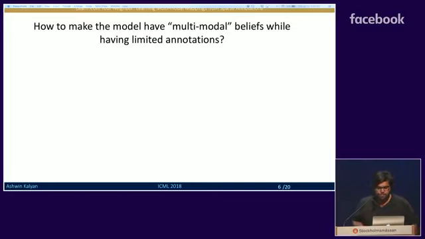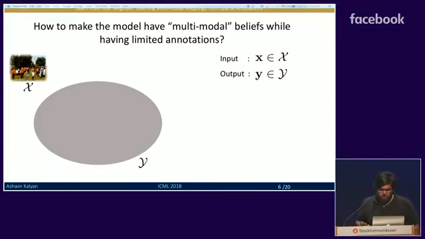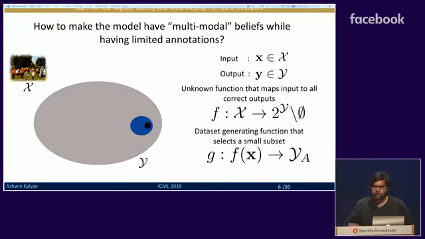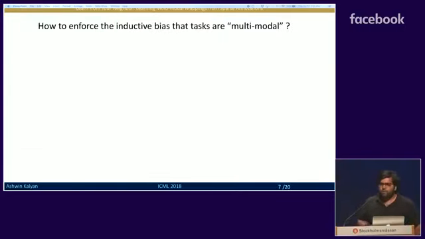So the problem is, finally, how do we make the model have multimodal beliefs while having very limited annotations? To put this in some notation, let's say you have image X and the output space Y. You can think of the task as being modeled by some unknown underlying function F that maps the inputs to the space of all correct answers. And then the dataset can be thought of as another stochastic function G that produces the small set of annotations from all correct answers. So to paraphrase, the problem is how do we estimate this unknown function F given access to only samples from G.